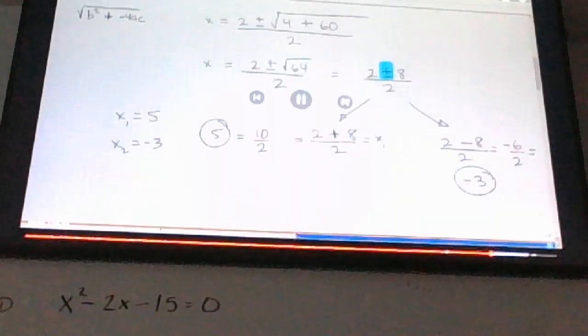So you have 2 plus 8 is 10, obviously, divided by 2, and 10 divided by 2 is 5. Okay, so that is one solution. All right, and then over here, I have 2 minus 8 is negative 6 divided by 2, and negative 6 divided by 2 is negative 3, and that's my second solution. Okay, sometimes you'll see this written as x1 being 5 and x2 being negative 3. Okay, so you can even write this out this way. X1.